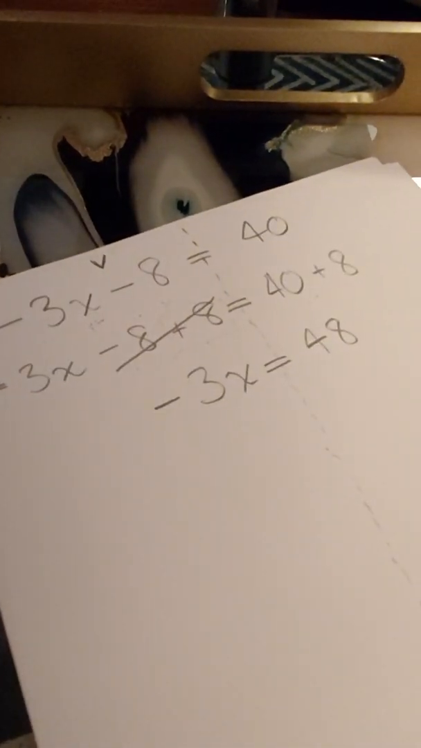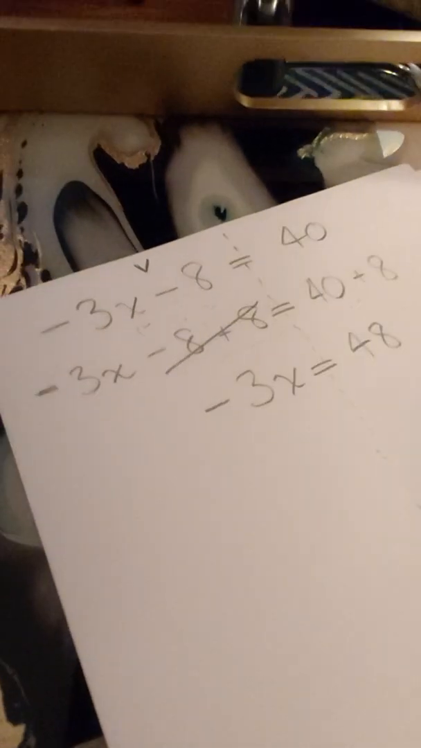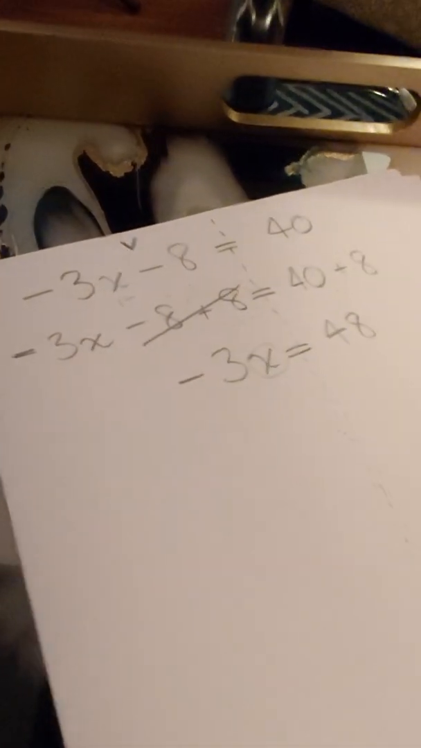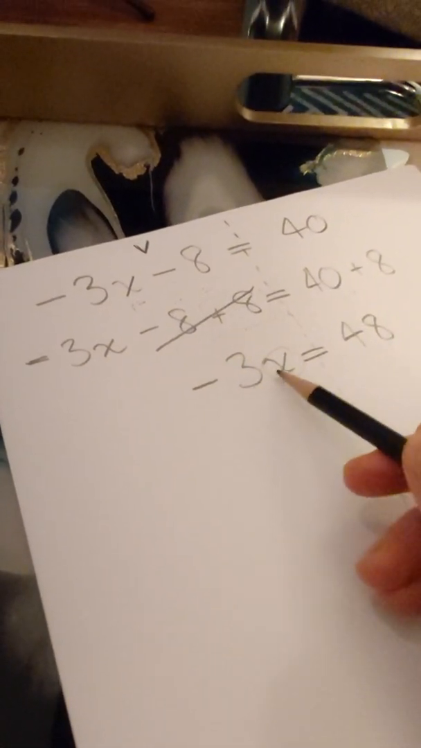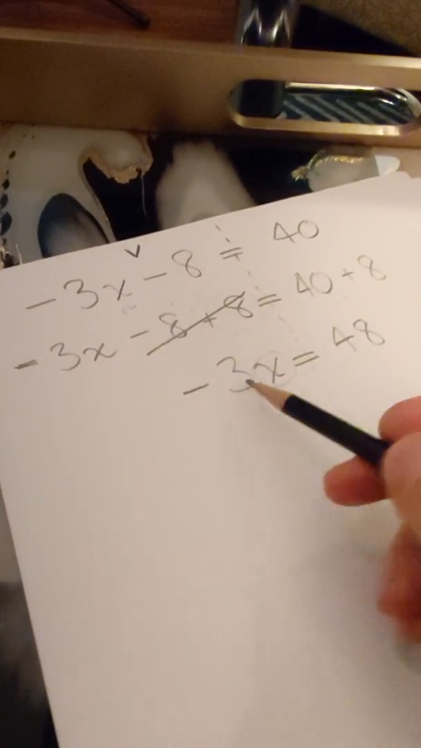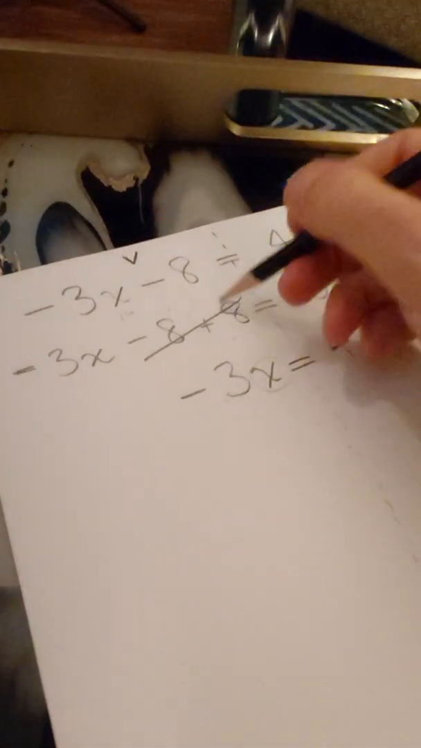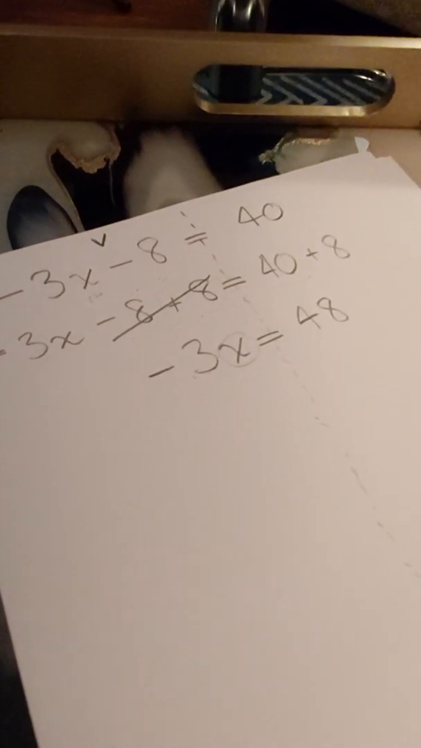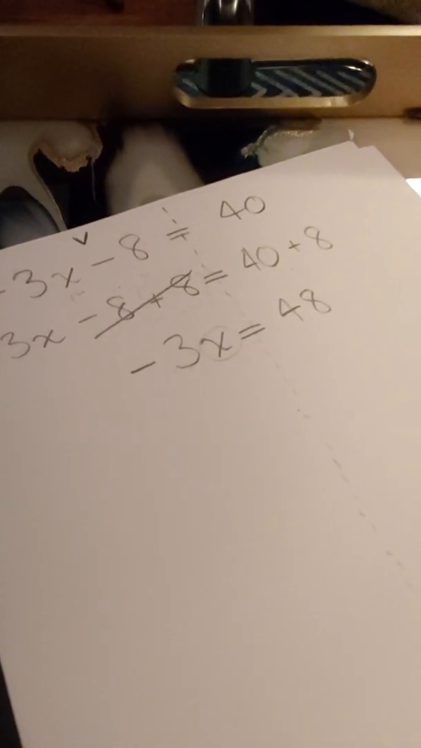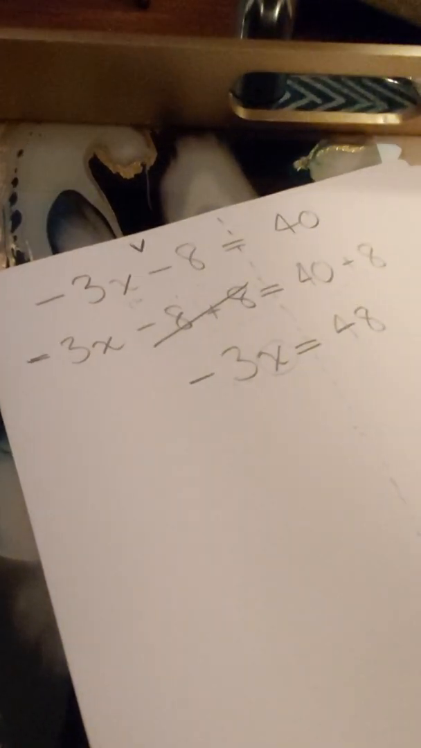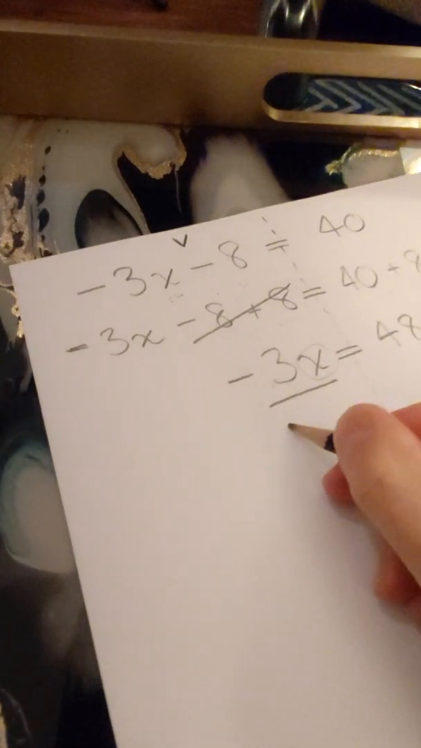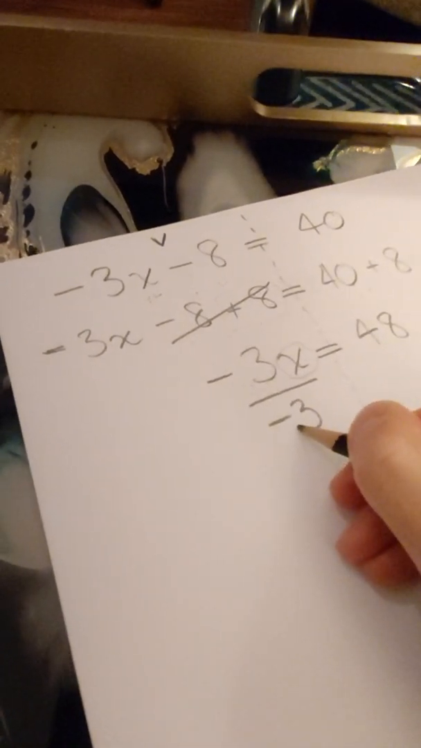Okay? Makes sense? All right, now, here's the tricky part. I have to get rid of this negative 3 because I want the x all by itself. But again, negative 3 times x. These are attached together. I can't just add 3 to get rid of that like I did up here. They're attached by a multiplication. So the opposite of multiplication is division. I have to divide by negative 3 to get x by itself. So I'm going to put the division line here like a fraction, and I'm going to divide by negative 3.